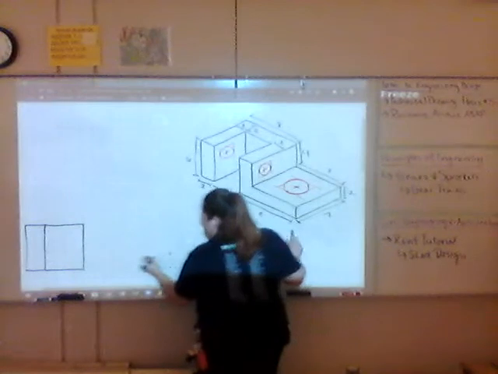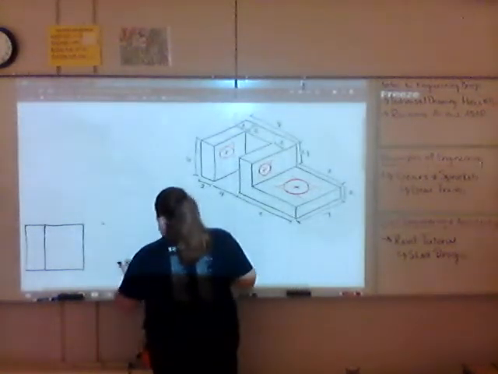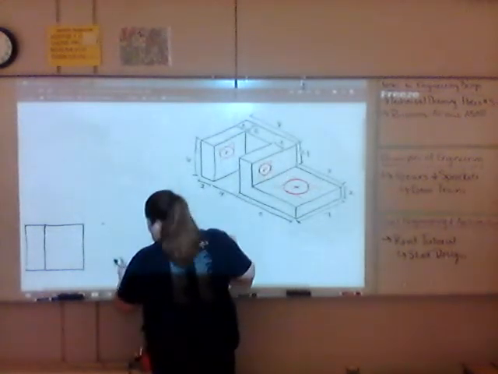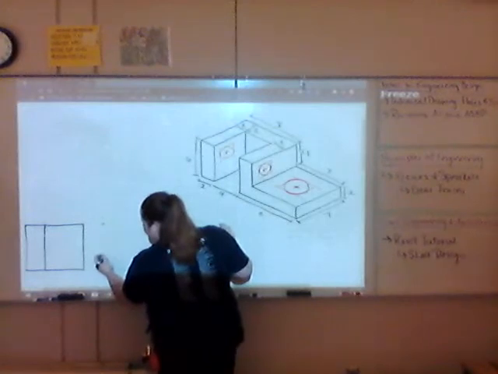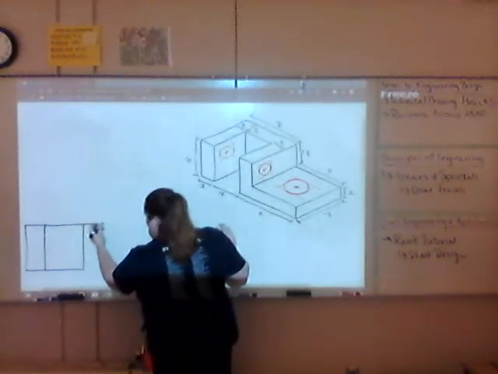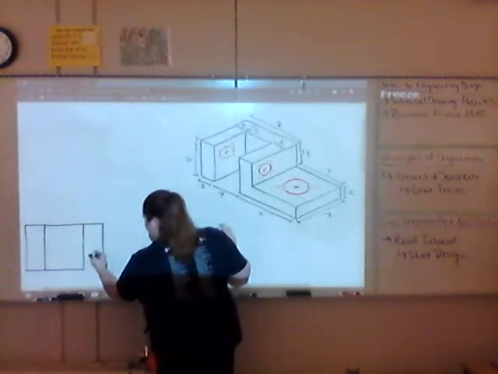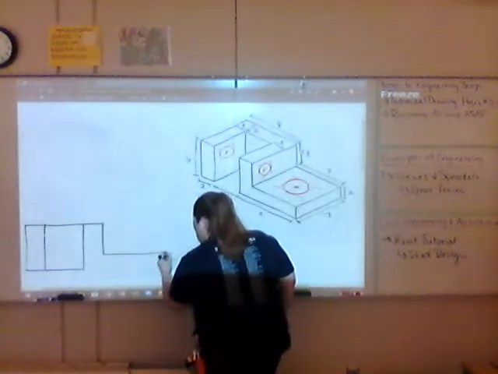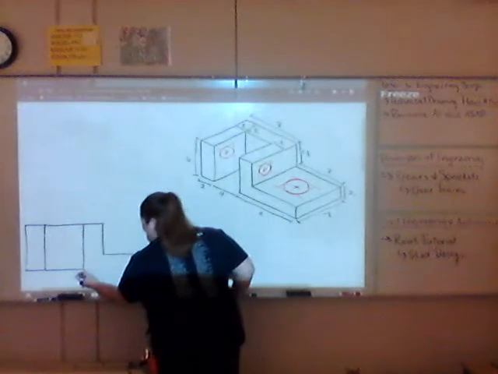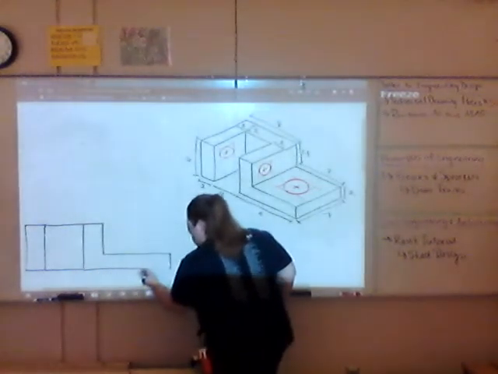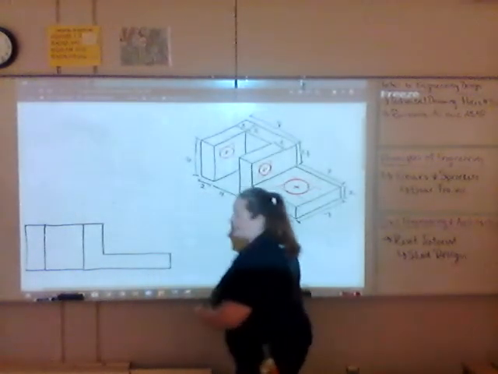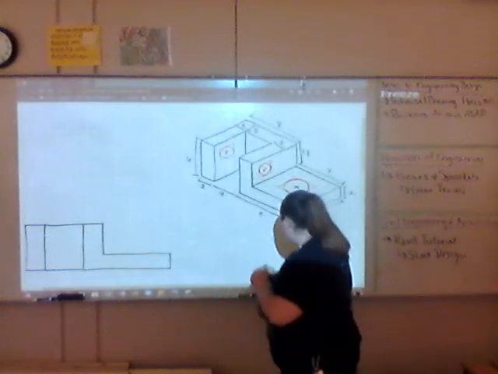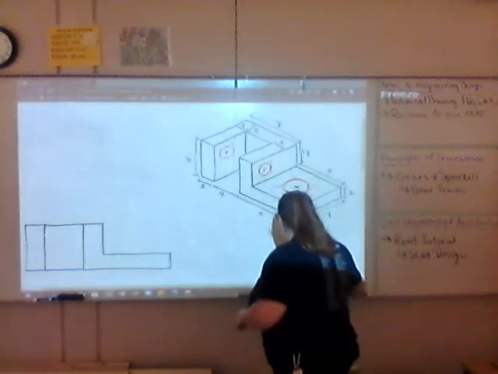That's going to come up 2. We're going to continue over 2. Then I know I need to drop down 4 to here. And that's going to give us everything we need for our object lines right there.